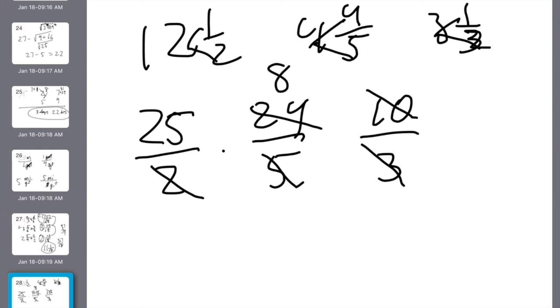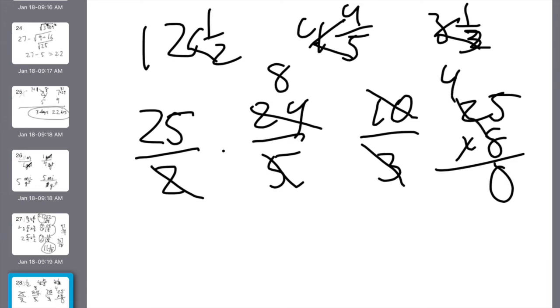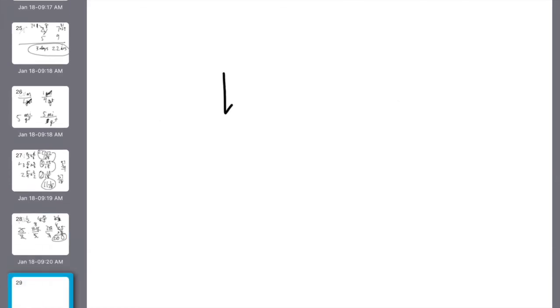Now I'm going to cancel. 2 times 5 is 10. 3 goes into 24 8 times. And I'm left with 25 times 8 on the top. That's 40. 16 plus 4 is 20. My answer is 200.